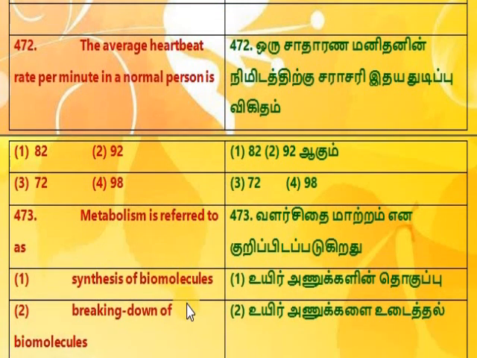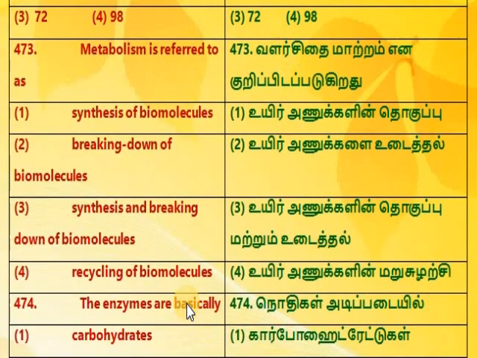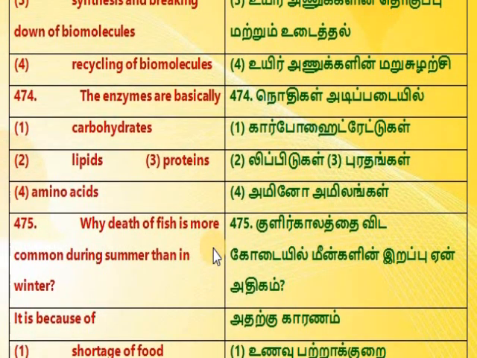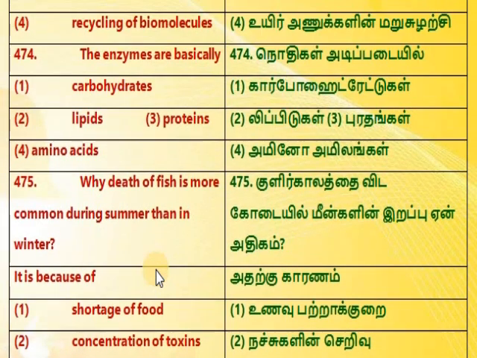472 The average heartbeat rate per minute in a normal person is 1. 82. 2. 92. 3. 72. 4. 98. 473 Metabolism is referred to as 1. Synthesis of biomolecules. 2. Breaking down of biomolecules. 3. Synthesis and breaking down of biomolecules. 4. Recycling of biomolecules. 474 The enzymes are basically 1. Carbohydrates. 2. Lipids. 3. Proteins. 4. Amino acids.